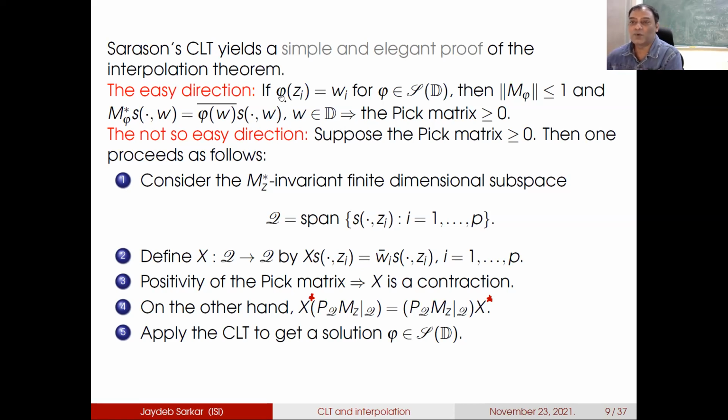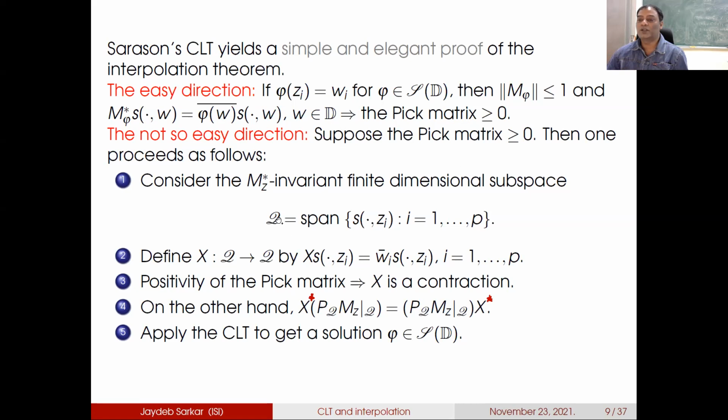The easy deduction: suppose you have the function phi which is the solution of the problem. That means phi(z_i) equals w_i for some phi in the Schur class. You know that the norm of M_phi is less than or equal to 1 because it's a Schur function. If you use that and the eigenvector property, you can easily prove that the Pick matrix is positive. That's the easy deduction. The not so easy direction is the other way around. You start with the positivity of the Pick matrix and want to get a Schur function which does this job.